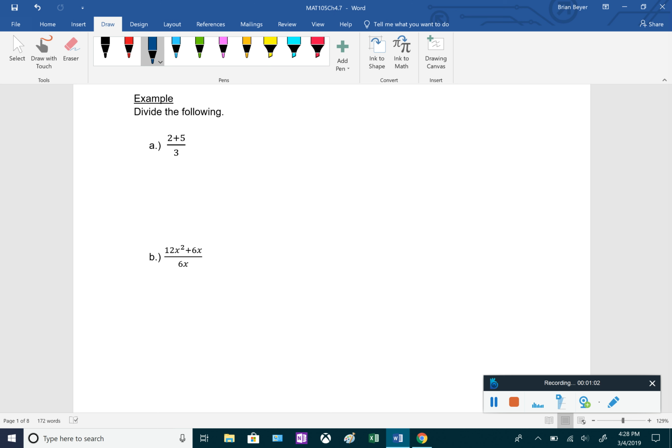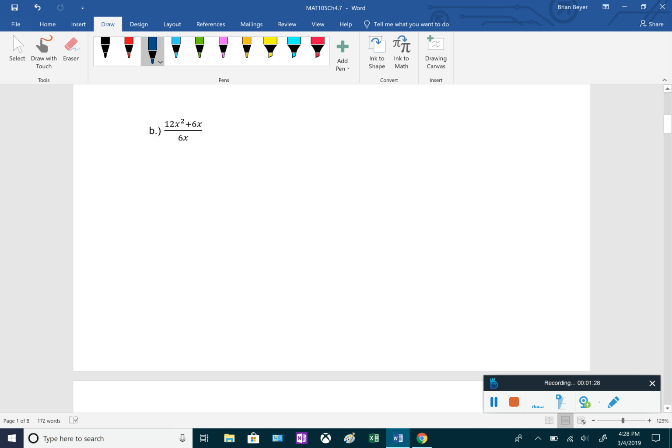The first one, we have 2 plus 5 over 3. Obviously this is 7 over 3, but that's not the way that we're doing this. I just use numbers to show it. What we're going to do is give each term in the numerator that denominator of 3. So it's going to be 2 over 3 plus 5 over 3. As simple as that. This one can't be reduced or anything, so we'll just leave it like that.